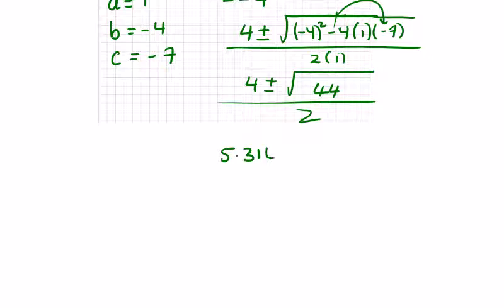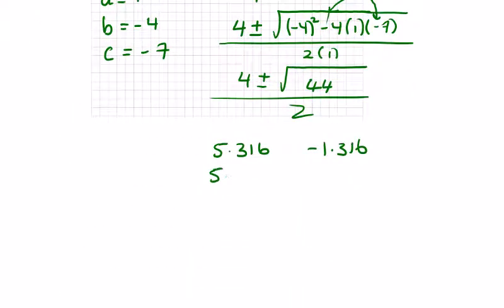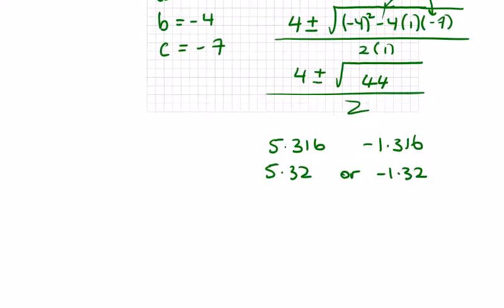I'm getting 5.316 for the positive one. Minus 1.316, just double checking that, 316 for the negative one. And what are we getting? 2 decimal places here. 5.32, and minus 1.32. So get good at functions. I'll make another video soon on functions too.